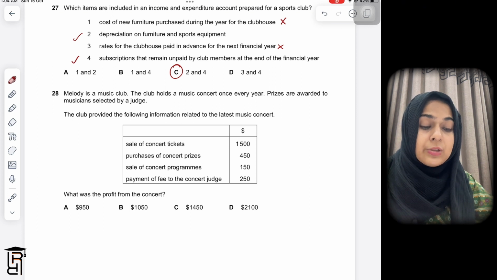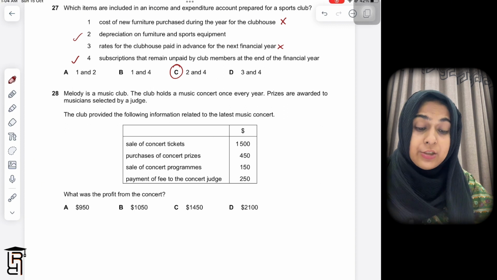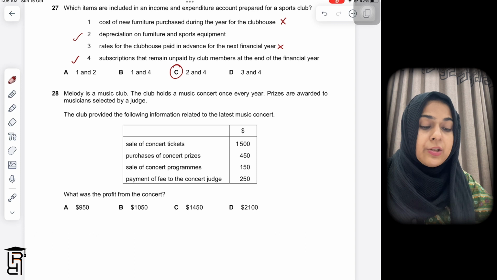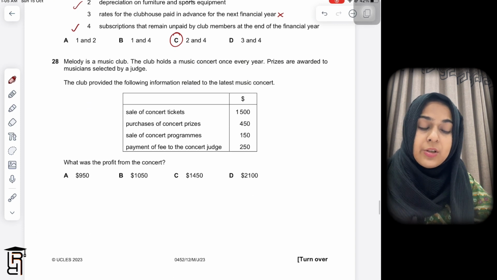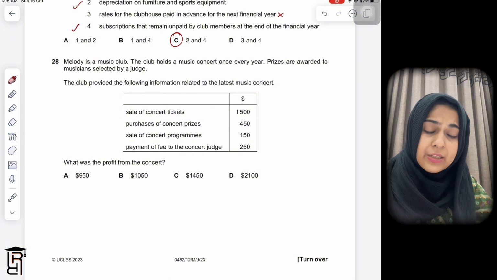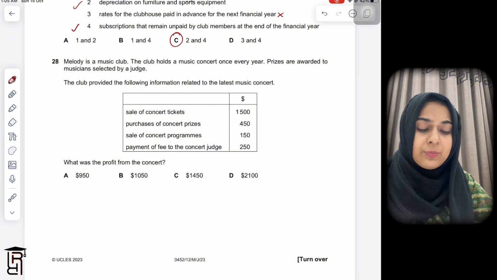Okay, question number 28 is saying Melody is a music club. The club holds a music concert every year. Prizes are awarded to the musicians selected by a judge. Then they are saying the club provided the following information related to the latest music concert. So basically they've done a concert of which they have raised some revenue and they have spent some money to arrange the concert. So they are saying what was the profit from the concert.